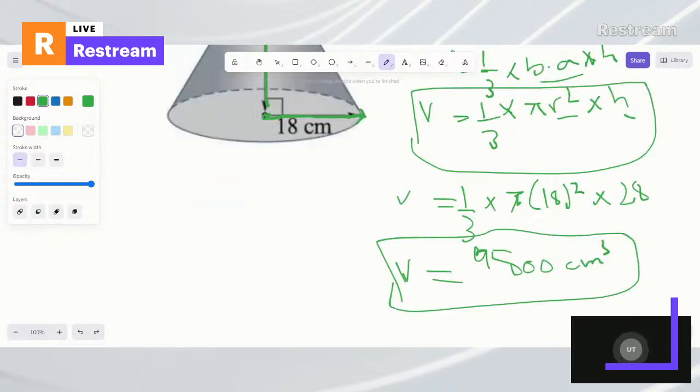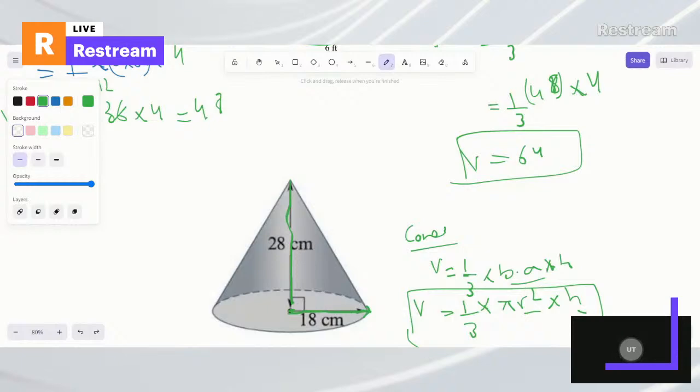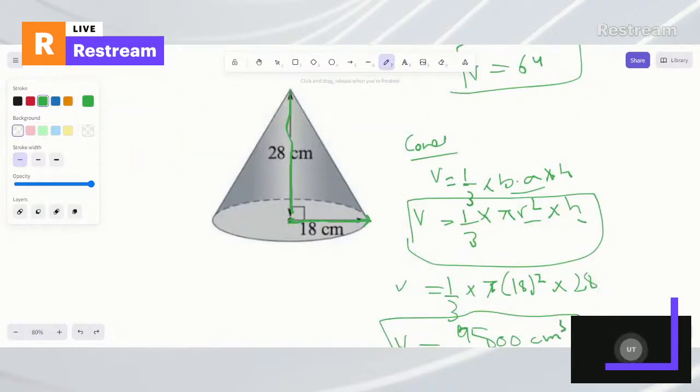I hope you guys understand this and there are no more queries with regard to pyramids, the volume of the pyramids, right?